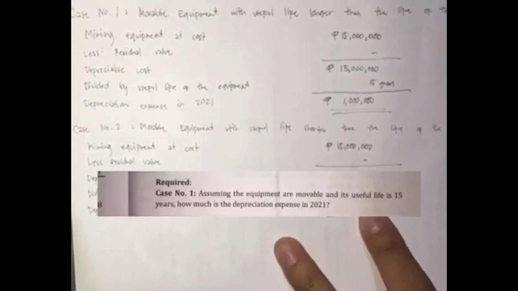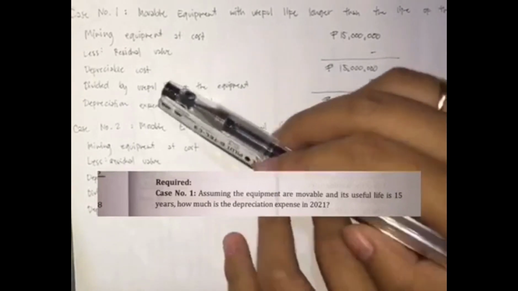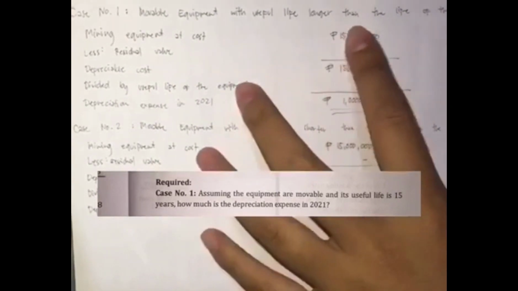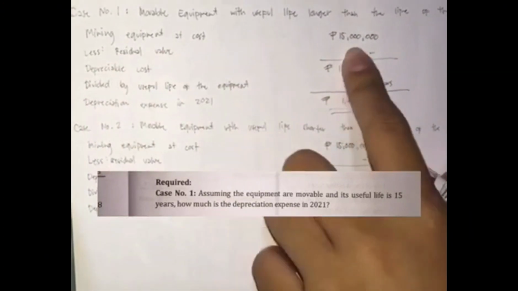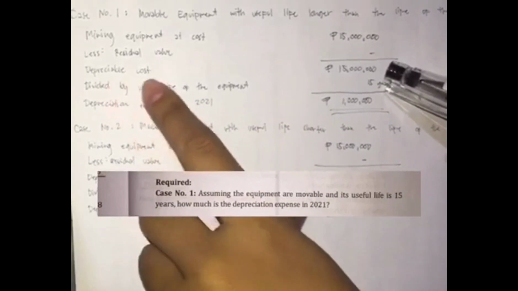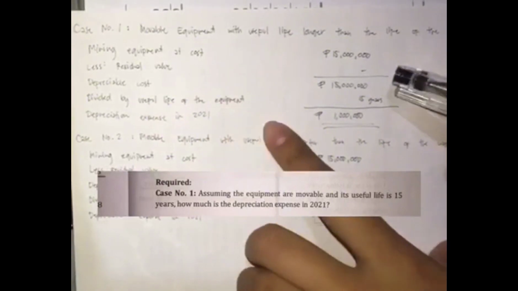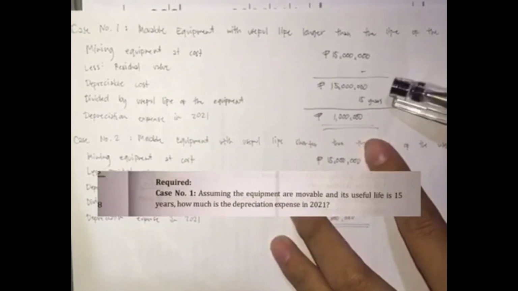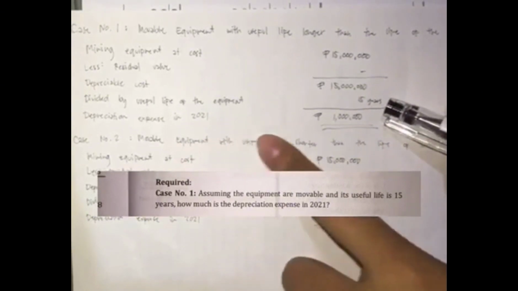So, case number 1, assuming the equipment are movable and its useful life is 15 years, how much is the depreciation expense in 2021? So, case number 1, movable equipment with useful life longer than the life of the wasting asset. So, mining equipment at cost 15 million pesos, less residual value, zero residual value, so 15 million depreciable cost. Ang depreciable cost i-divide nimo sa useful life of the equipment, katong 15 years. 15 million divided by 15 is 1 million. Mao na ang depreciation expense in 2021.